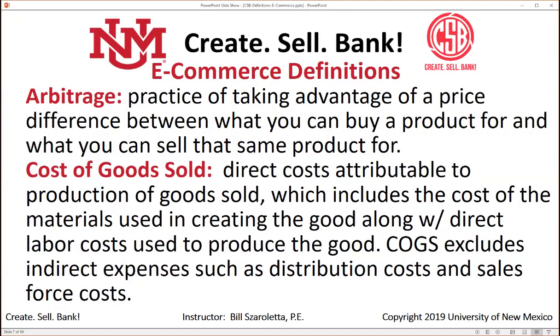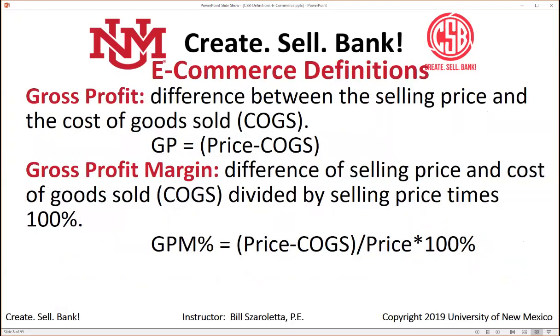Cost of goods sold, or COGS, as it's often abbreviated, excludes indirect expenses such as distribution costs and sales force costs. Now, gross profit is the difference between the selling price and the cost of goods sold. So the GP is the price minus the COGS. The gross profit margin is the difference of the selling price and the cost of goods sold, that's up in the numerator, divided by the selling price and multiplied by 100%.